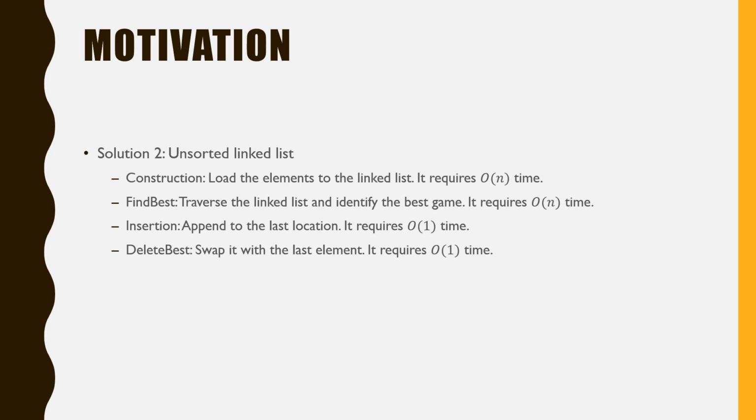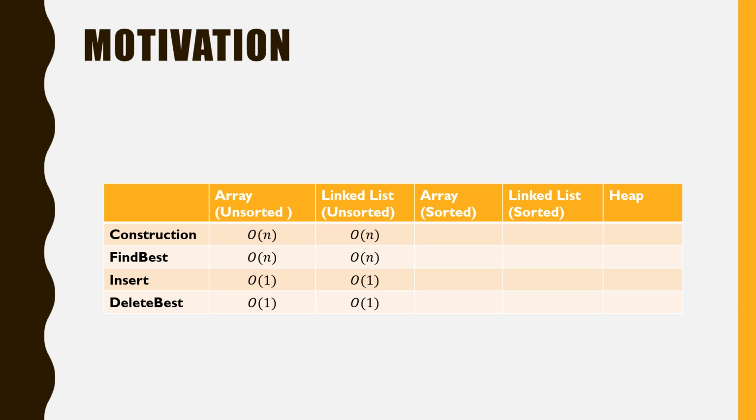Finally, for delete best, if the address of the game to be deleted is known, the node can be removed with a fixed number of pointer adjustments. This operation also takes O(1) time. Overall, using an unsorted linked list results in the same time complexity for the operations as those for an unsorted array. The construction and find best operations each require O(n) time, while the insert and delete operations can be performed in O(1) time.